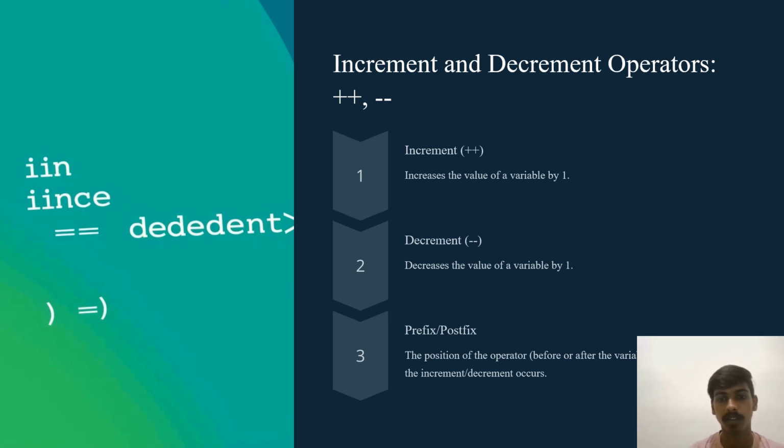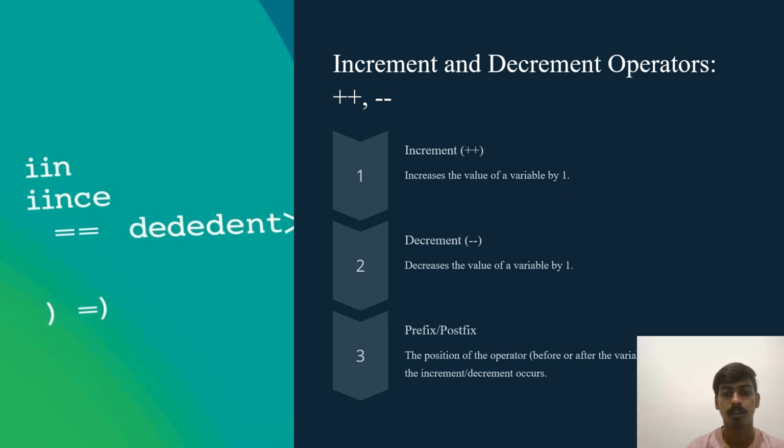And the decrement: the two subtraction symbols are added here to decrease the value of a variable by one. We can decrease the value of the variable by one. Here we should know that when the two subtraction symbols are there, the decrement operator is added, and the value of the variable is decreased by one. That is called the decrement.